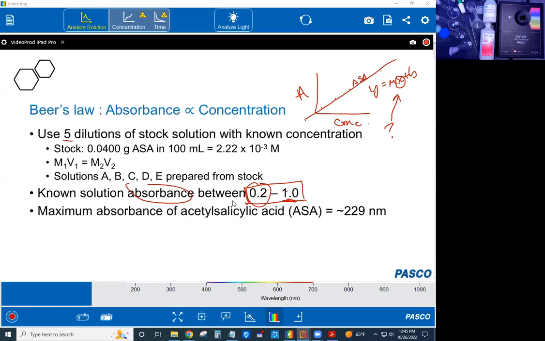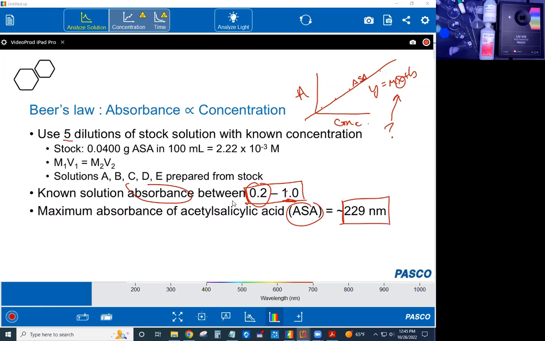And the same thing on the lower end of the range. As you get lower and lower below 0.2, there's just so few particles there. You just make a lot of room for error there, and you want to minimize your error by staying within this range of absorbances. Acetylsalicylic acid, you will see in a spectrometer in a moment, the maximum absorbance of that molecule is around 229 nanometers for the wavelength, but we're going to measure the actual peak wavelength. We should see it's going to be around 229 nanometers.